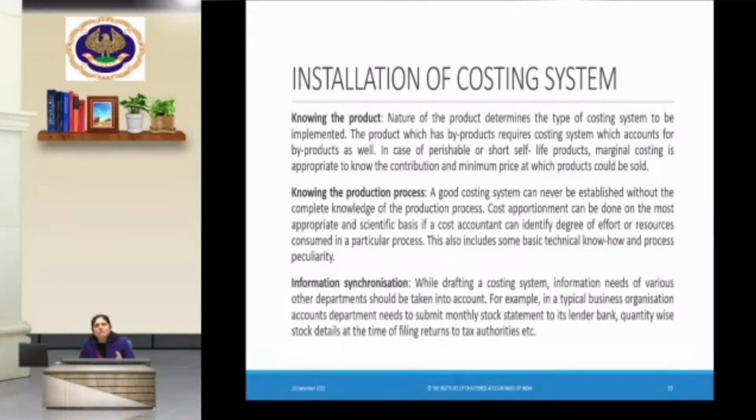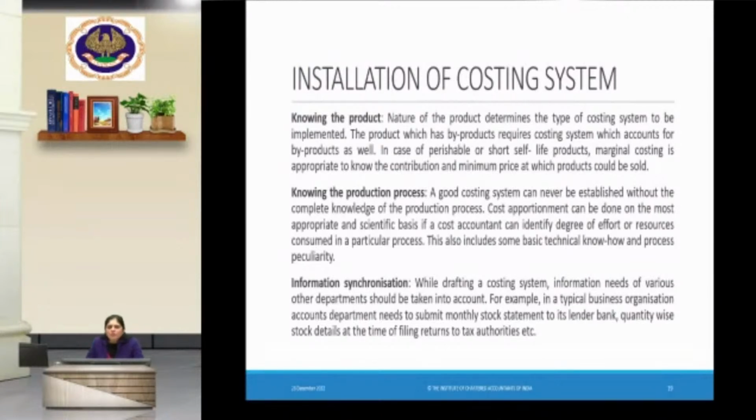So if we have a byproduct in a manufacturing process, the costing system will be required to account for byproducts as well. So depending upon the requirements of the product also. In case of perishable or short life or shelf products, marginal costing is appropriate. Marginal costing is unit costing. Every unit, the cost is added. So the continuation and minimum price at which product should be sold. So accordingly, that technique will be inbuilt in the system, depending upon what type of product you are basically starting with.